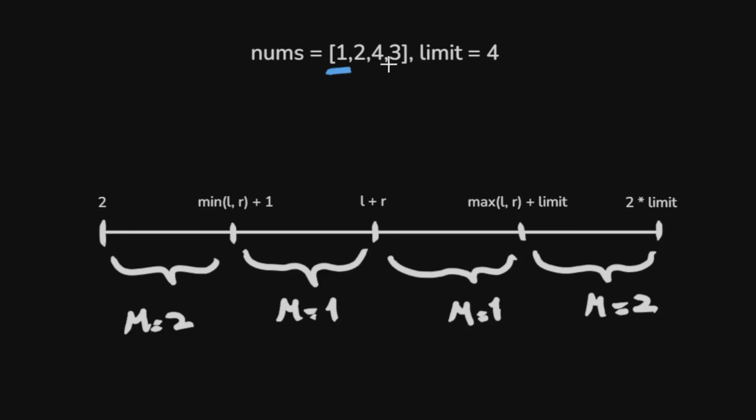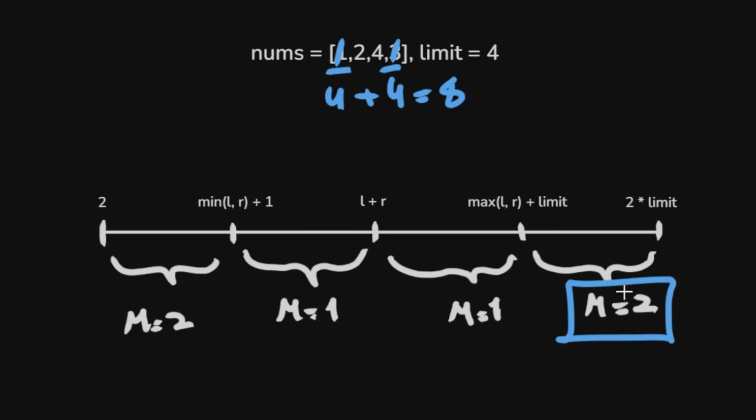Now, what's the maximum possible number that we can get? Well, we can replace this number with the limit. This is 4. We do the same with this number, and 4 plus 4 is equal to 8. This is the same as limit times 2. So now we are in this scenario, and we need 2 operations to reach this. So here the number of moves is 2.